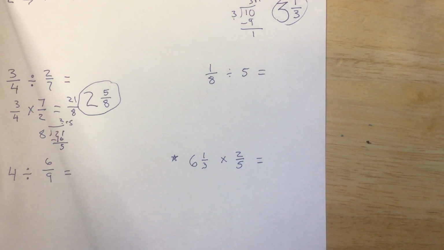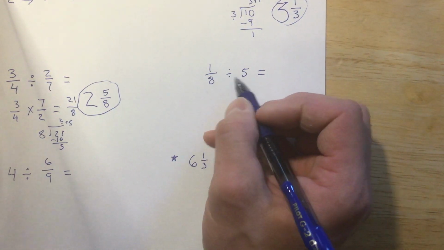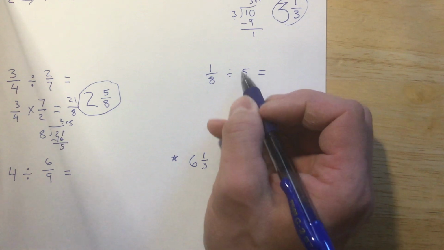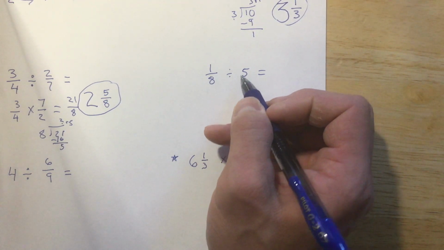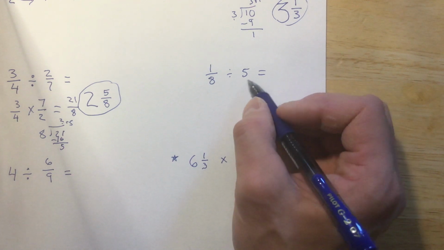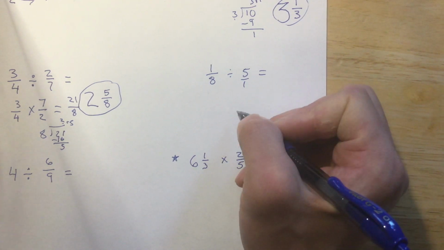All right, let's look at this one. Okay, same thing. I got to have fractions when I'm multiplying or dividing. So that 5, that's a little bit annoying. I got to do something with it. Well, it doesn't matter what number it was. It's the same process. I'm just going to put it over 1.